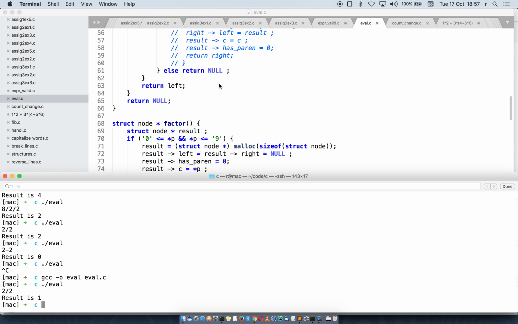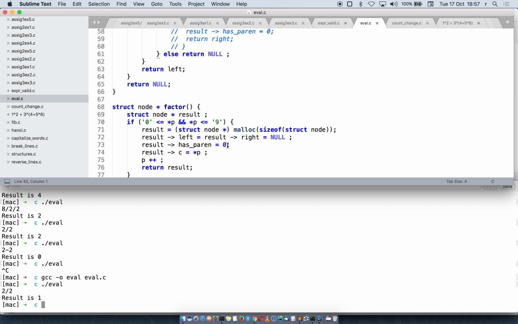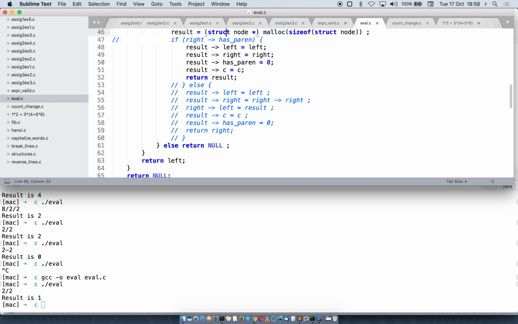Alright, so I'm going to apply a trick. So single numbers, it doesn't matter whether they have parentheses or not, right? The single numbers don't require rotation no matter what, right? So we're going to pretend that they have parentheses. And that will fix our problem.